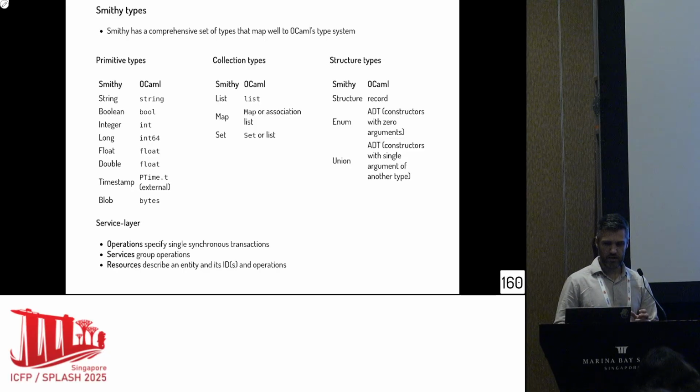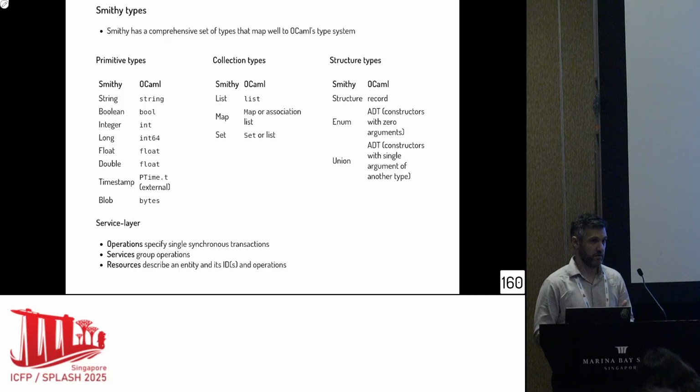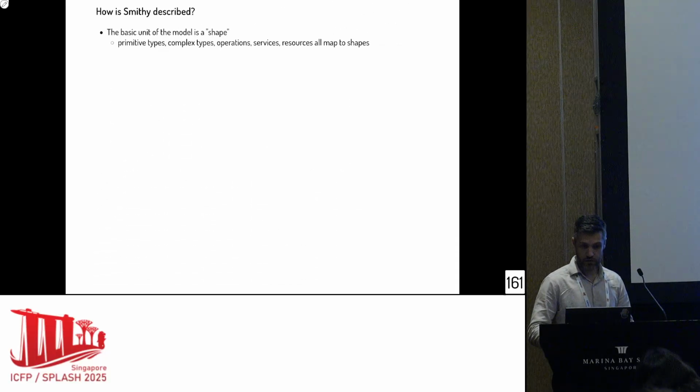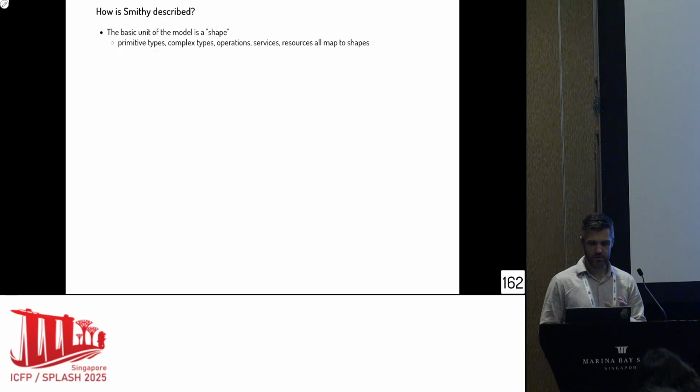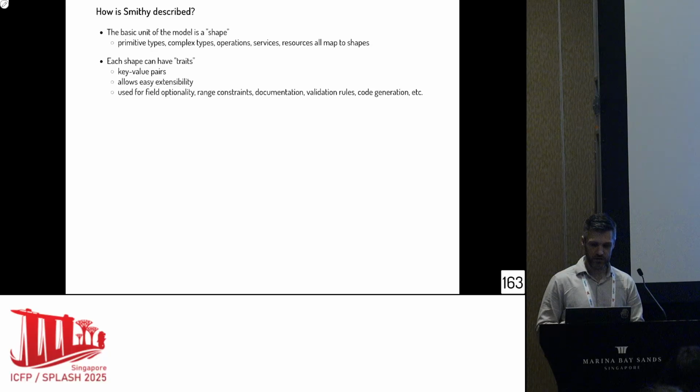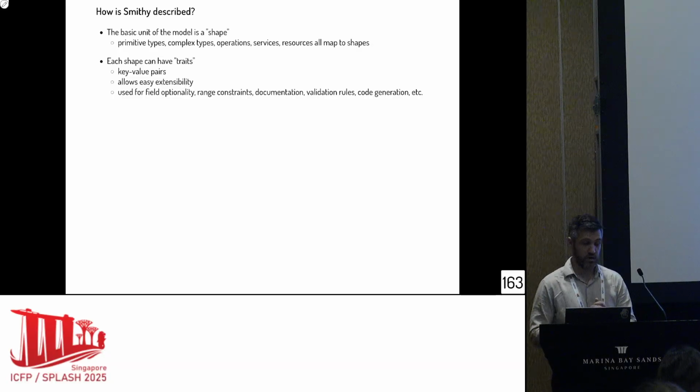And then in the service layer, you have operations, services, and resources. Services group operations together, and then resources group operations around a particular REST resource, if you're thinking in terms of REST. So how is Smithy described? All the type definitions, the operations, the services, the resources in Smithy are described by a shape. But the flexibility in Smithy comes from its trait system. These let the designer extend the shapes through key value pairs that add additional information like field optionality, range constraints, documentation, validation rules, how the code is generated, amongst other things.